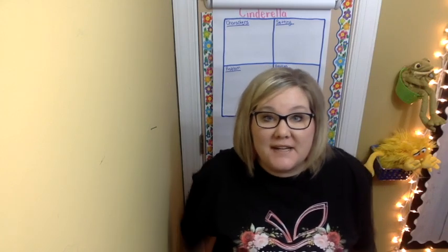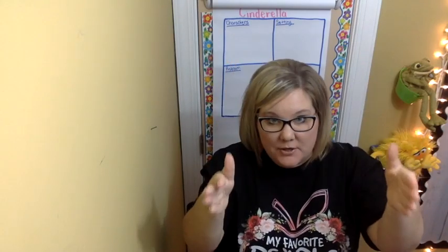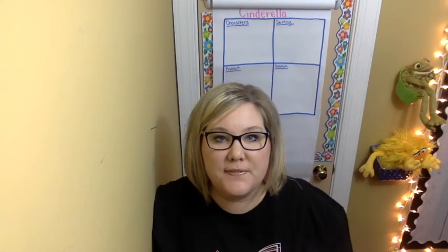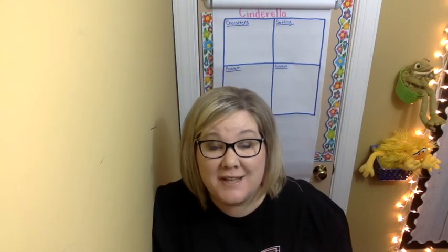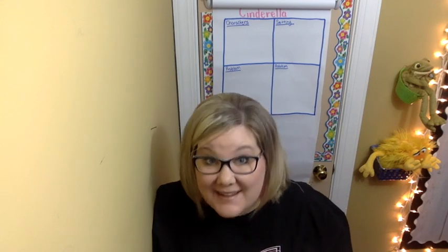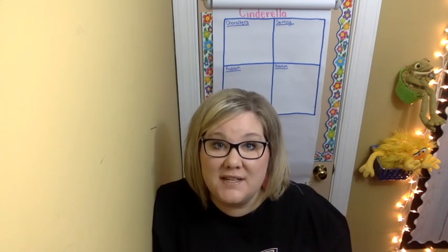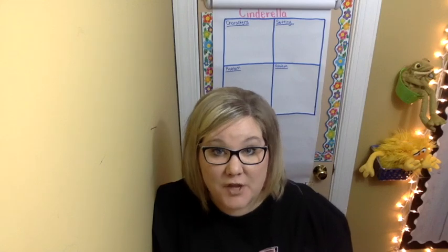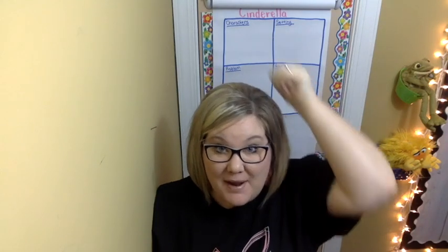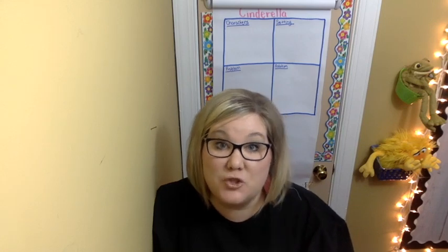and we worked on finding the beginning, middle, and end of our story. Today, we're going to talk about some important things in our story, like the characters, the setting, the problem, and the solution. Those things can help us understand what we're reading. So behind me, you can see on my paper, I have kind of a box drawn, and we refer to this as a story map.